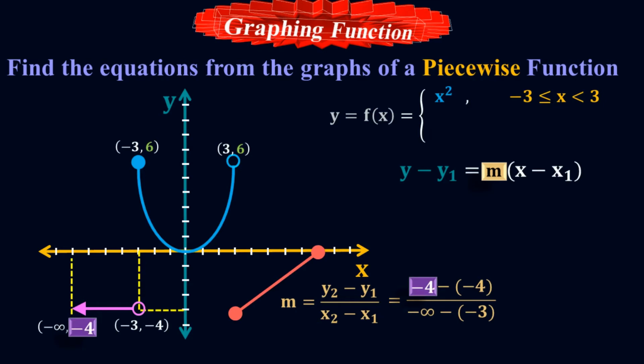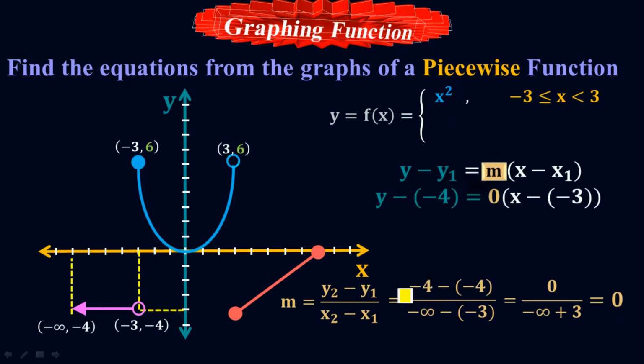Substitute the values for x and y here. This -4 is my y sub 2. This one is my y sub 1. -infinity is my x sub 2. -3 is my x sub 1. Do the simplification, and you will get 0 at the end. So my slope is 0 here. The slope of the line equals y sub 2 minus y sub 1 over x sub 2 minus x sub 1. I just substituted the values: y sub 2 is -4, y sub 1 is -4, x sub 2 is negative infinity, x sub 1 is negative 3. After simplification I got 0 at the end.